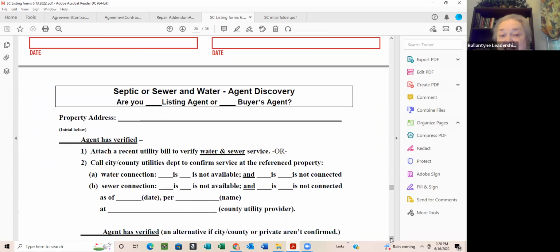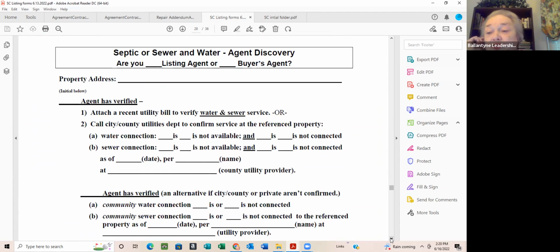Now, this is that septic or sewer and water disclosure I told you about a while ago. This is nothing in the world but CYA. Absolutely nothing in the world. And it's not to cause you all problems. I promise you, I'm not trying to make you work harder than you already do. I know, I'm a realtor. I know how hard it is to keep up with all this paperwork.